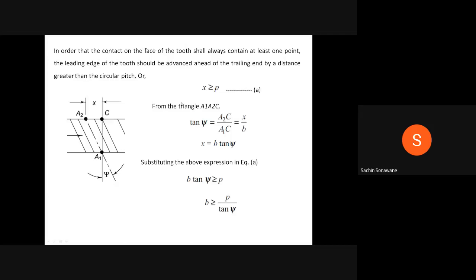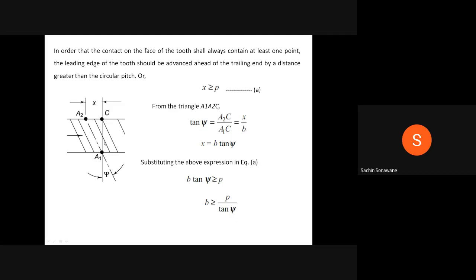Therefore, the distance A to C is greater than or equal to P. P means pitch. From the triangle A1 A to C, tan psi is equal to A to C upon A1C, because this is the angle psi.